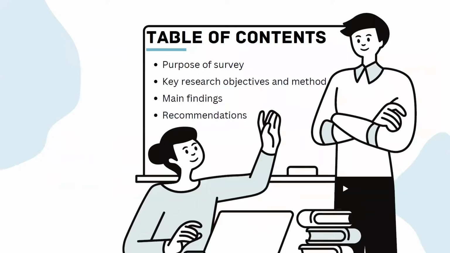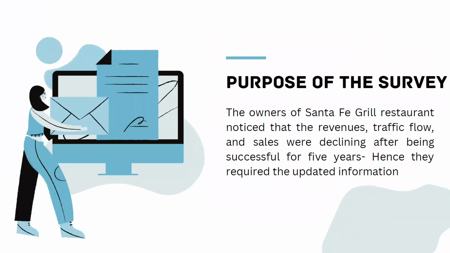This shows us a table of contents. This is essentially the structure of our presentation. We start off by talking about the purpose of the survey, the key research objectives and methods, the main findings, and the recommendations that we have for the company. So, starting off with the purpose of the survey.